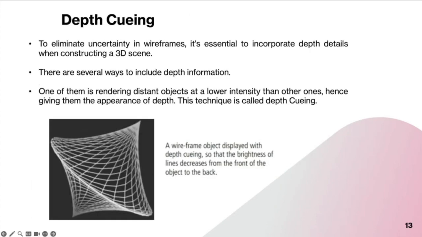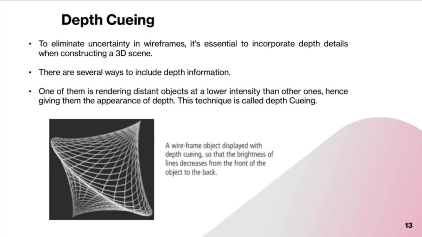And depth cueing. Depth cueing is one technique where you can overcome this wireframe ambiguity to some extent. Uncertainty can be eliminated in the wireframes by including depth details when constructing a 3D scene. There are several ways to include depth information. One is rendering distant objects at a lower intensity than the other ones, hence giving them the appearance of depth. This technique is called depth cueing.